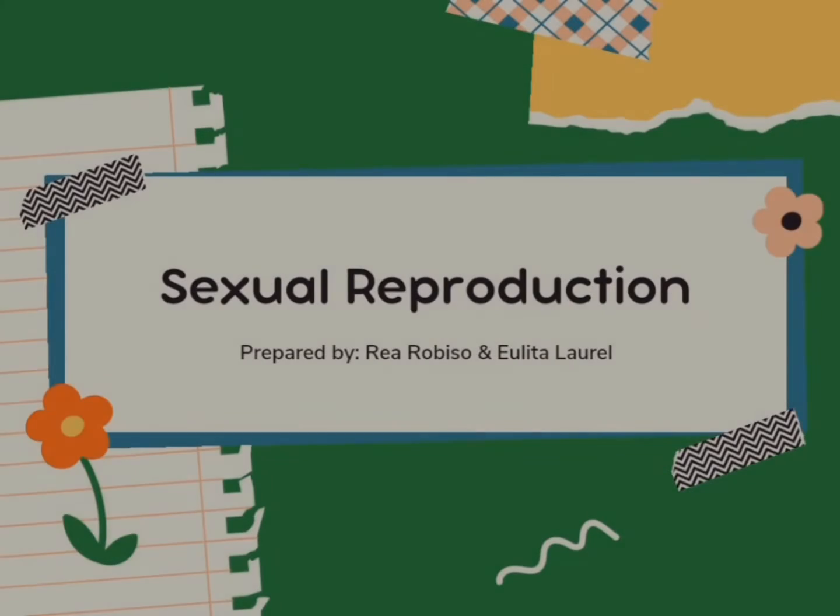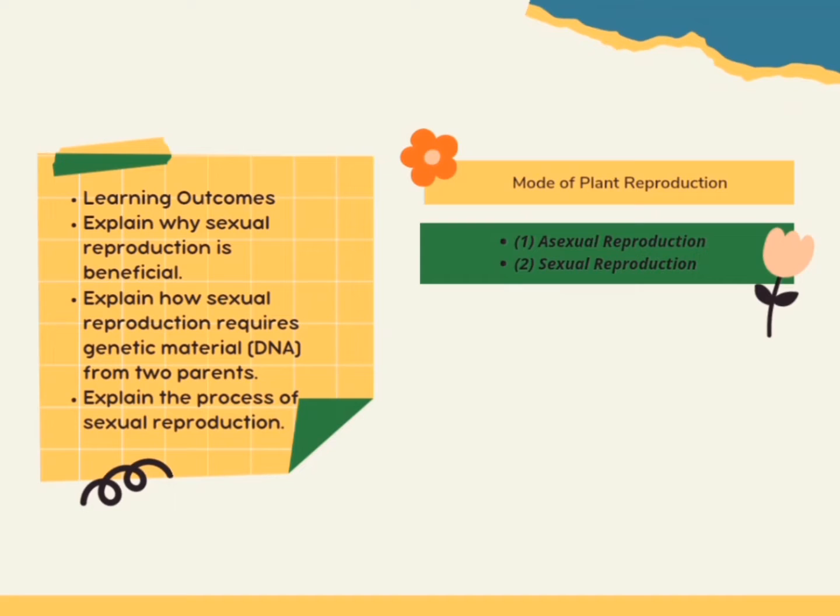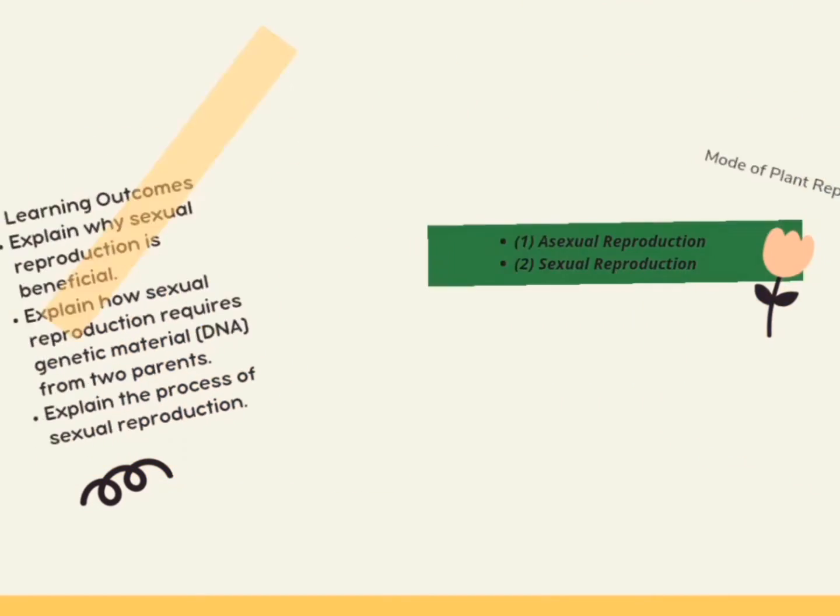Sexual reproduction. Learning outcomes of this study are: explain why sexual reproduction is beneficial, explain how sexual reproduction requires genetic material, DNA, from two parents, and explain the process of sexual reproduction. There are two modes of plant reproduction. First is asexual reproduction and second is sexual reproduction.